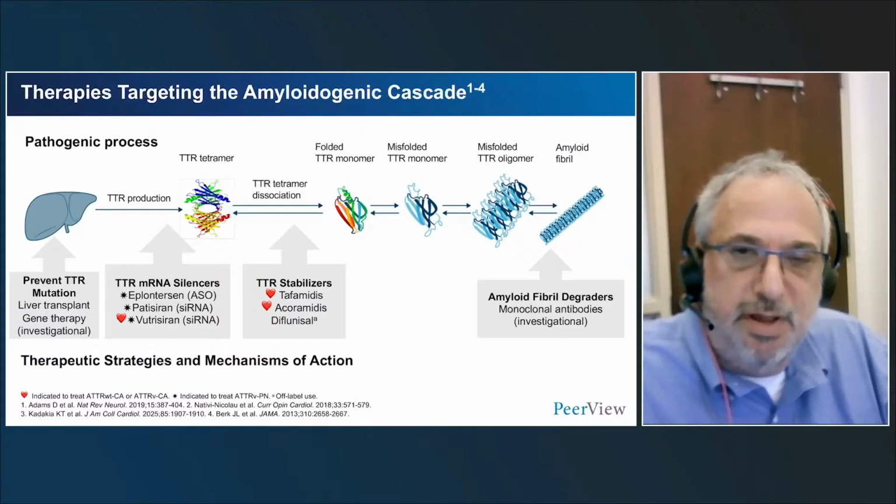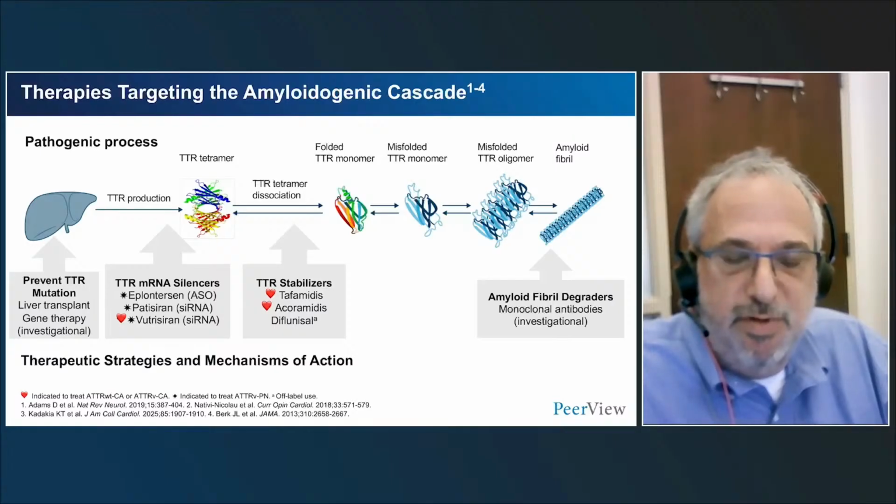There's also proteolytic cleavage that could be operative, resulting in monomers or oligomers that can form amyloid fibrils and deposit in the organs. And once you understand this biology, you can elucidate preventive or treatment strategies, if you will.